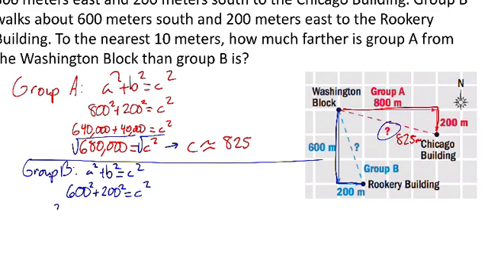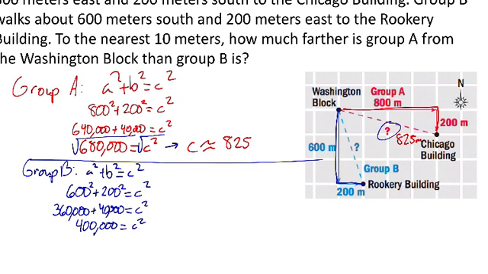600 squared, that's 360,000. You can do that on a calculator if you don't want to do that in your head. 200 squared, that's 40,000. And we're still getting c squared. Again, still trying to solve for that hypotenuse, that c. Oops, sorry, I'm skipping ahead a step. Adding those two together, we end up with 400,000 equals c squared.